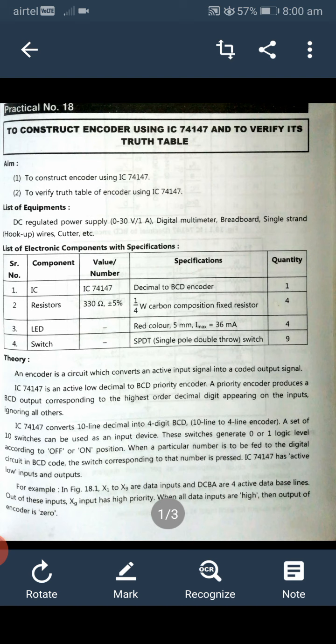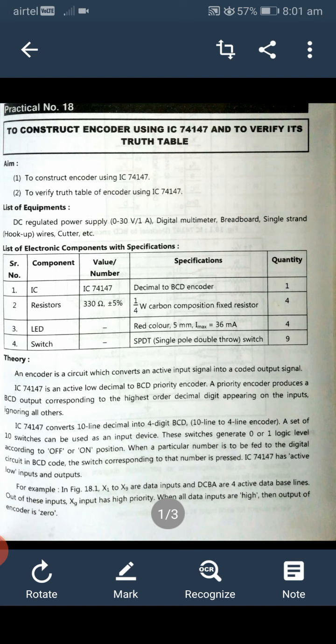First of all, we have to take IC 74147. The encoder IC is IC 74147. The specification of this IC is decimal to BCD encoder. Quantity required is 1.